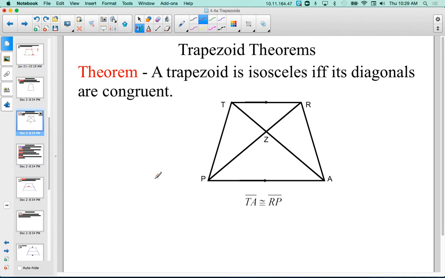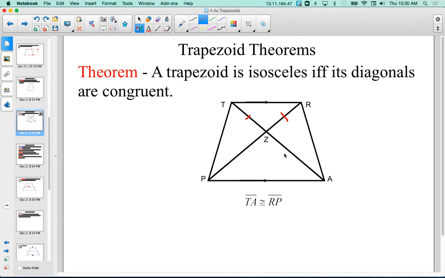Another theorem. A trapezoid is isosceles if and only if its diagonals are congruent. Okay, so this is a very similar theorem to what we have with our rectangles, where the diagonals were congruent. Now the difference is in rectangles, all 4 segments were congruent. In trapezoids, the diagonals are congruent, but you're going to get 2 different pairs of congruent parts here.